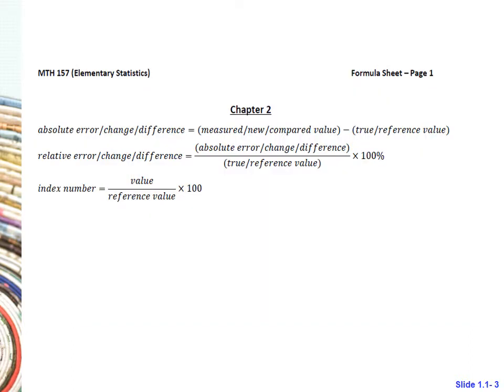Now, if you go to Blackboard, you'll see a content area called Formula Sheet and Tables. So you will always be able to use the formula sheet. Here are the formulas we've done so far from Chapter 2. We talked about the absolute error, change or difference, relative error, change or difference in the prior sections, and the last one is this one for the index number. So you just have to know how to use the formula. You don't have to memorize them.